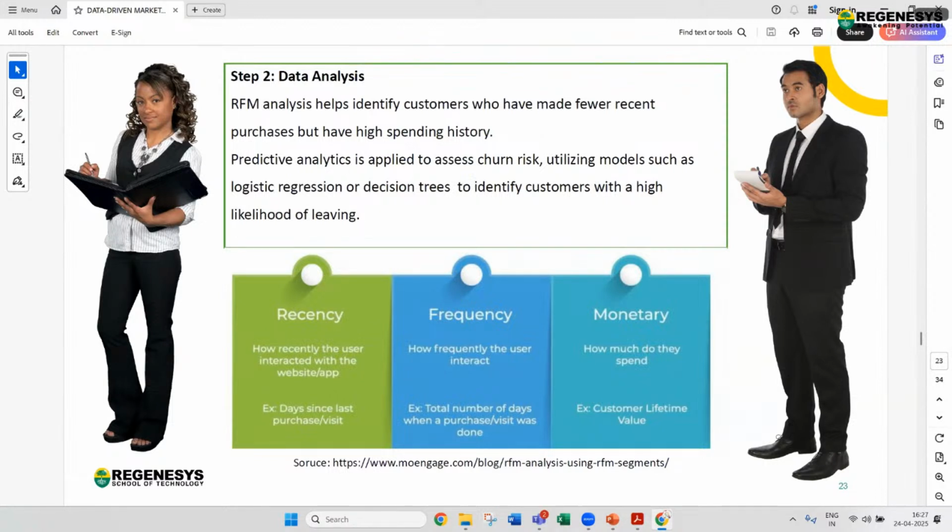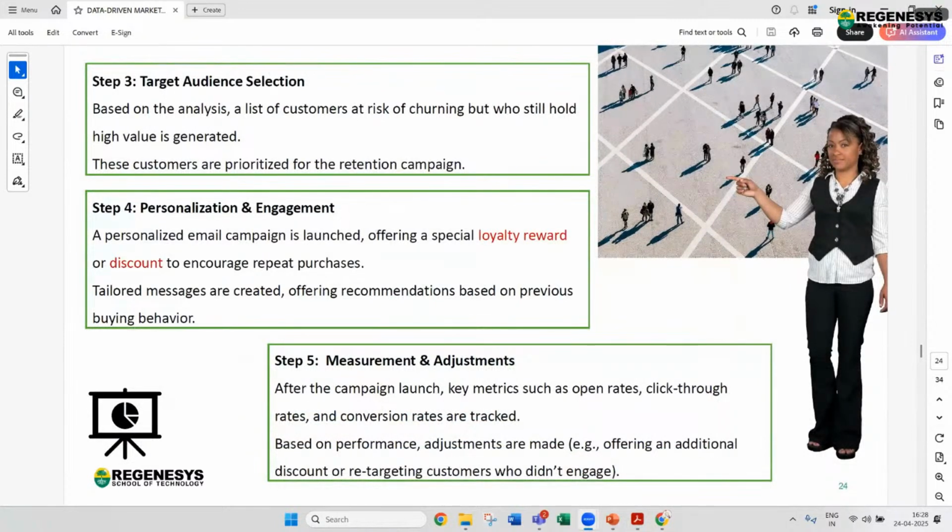So RFM helps to identify the customers who have made recent purchases, frequent purchases, and monetary value. Now predictive analytics is applied to assess who is at churn risk. Utilizing regression or decision tree models, these customers are found out. So now we know the target audience selection. Now a few of the customers are selected out of this. Next slide, please.